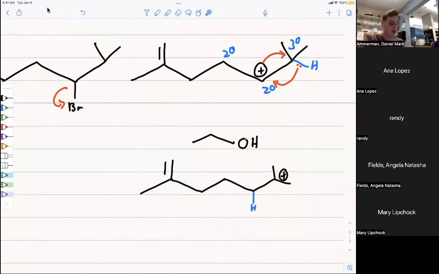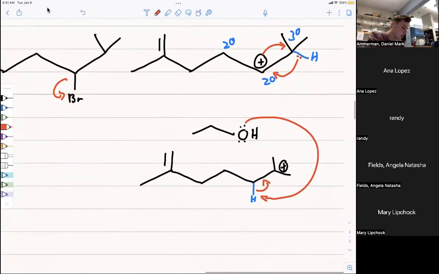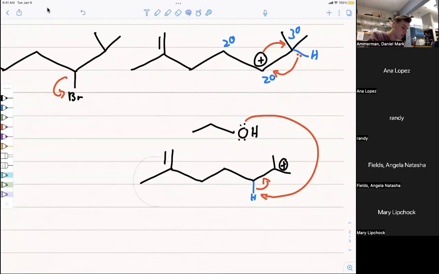And the second reason is because you're going to get different minor products. So I'll indicate that in just a second, but this would happen. So this O is going to come grab the hydrogen, and those electrons are going to move up into the bond, and we'll form our product.